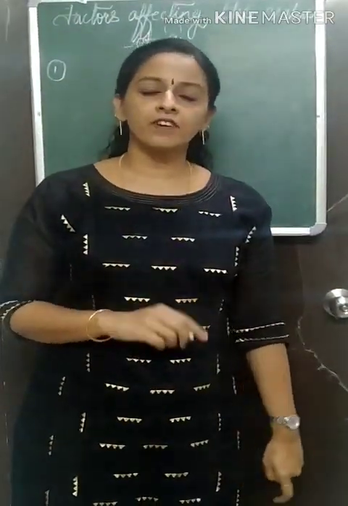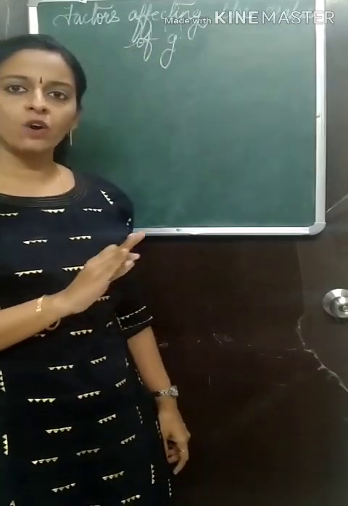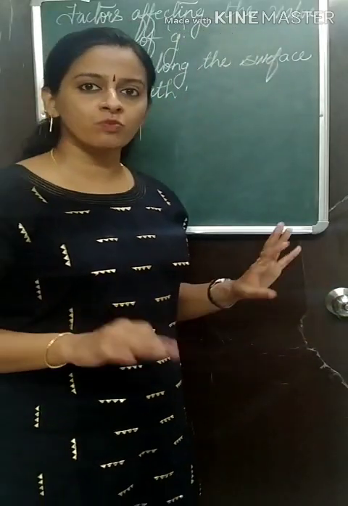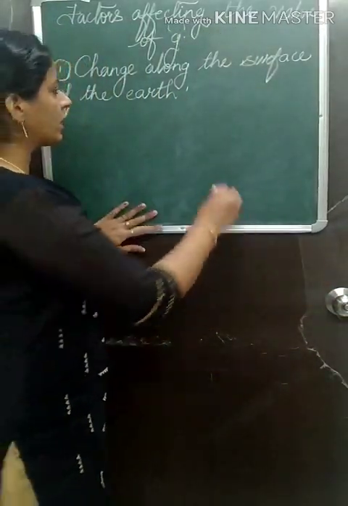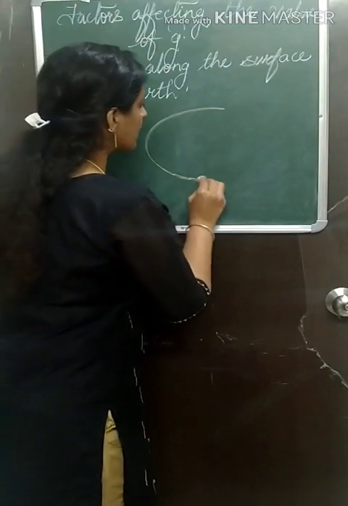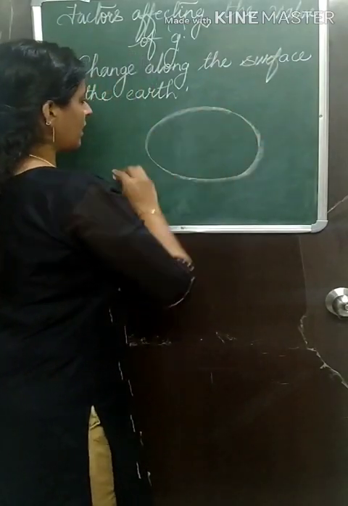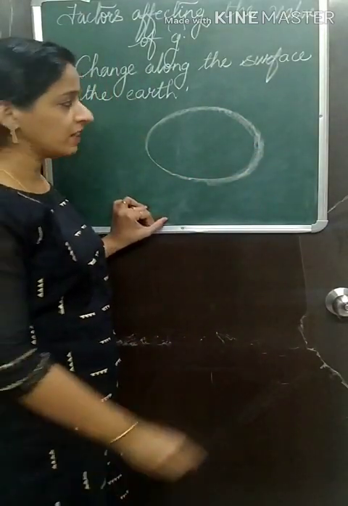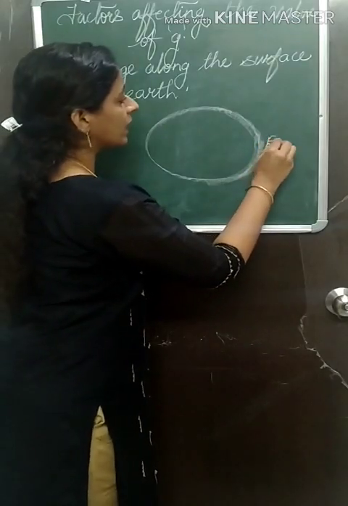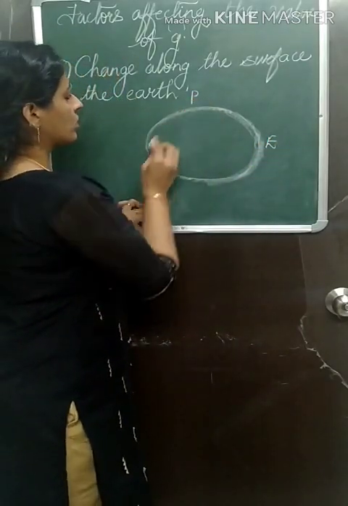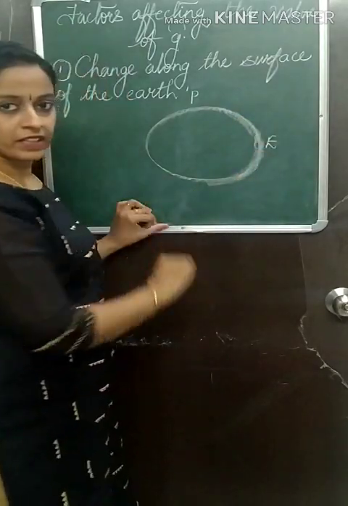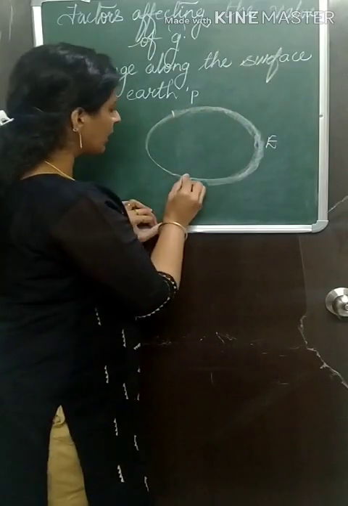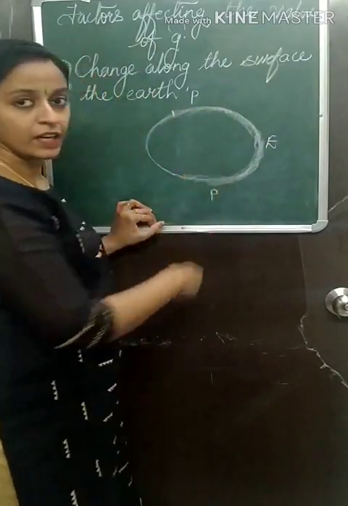The first factor that affects the value of G is change along the surface of the earth. As we all know, the earth is not perfectly spherical. It is bulging at the equator. Geography has taught you what the equator and poles are. So this equator, I'll write E, and here poles. The earth bulges at the equator because of the rotation, and it is somewhat flat at the poles.